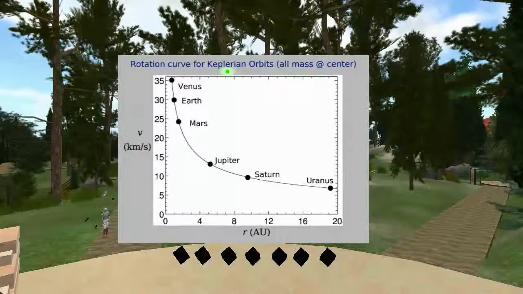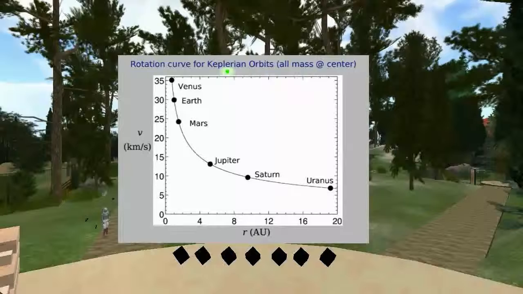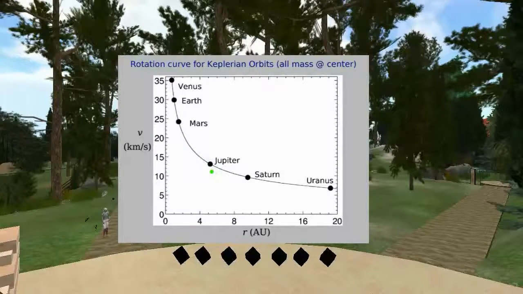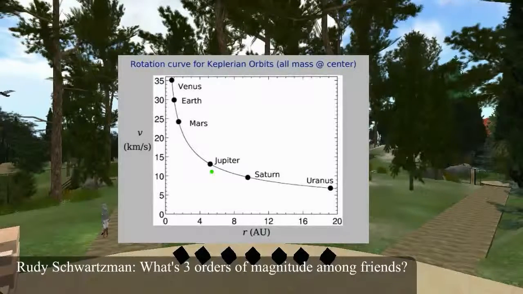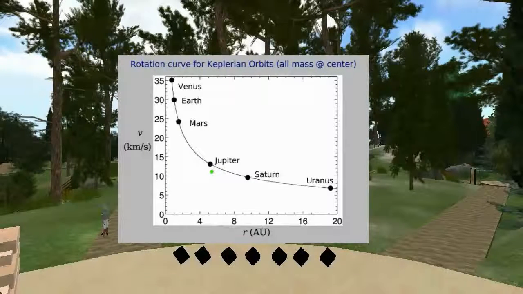It's not completely true because, of course, the planets have mass, but the mass of the sun is something like 1,000 times the mass of Jupiter. I said that wrong. It's something like 1,000,000 times the mass of Jupiter. No, more like 1,000. I'm sorry. Whatever. It's a few thousand times the mass of Jupiter. I don't remember the exact number, and Jupiter is by far most of the rest of the mass in the solar system. So all except for less than 0.1% of the mass of the solar system is right at the center in the sun. That's right. What's 3 orders of magnitude among friends?